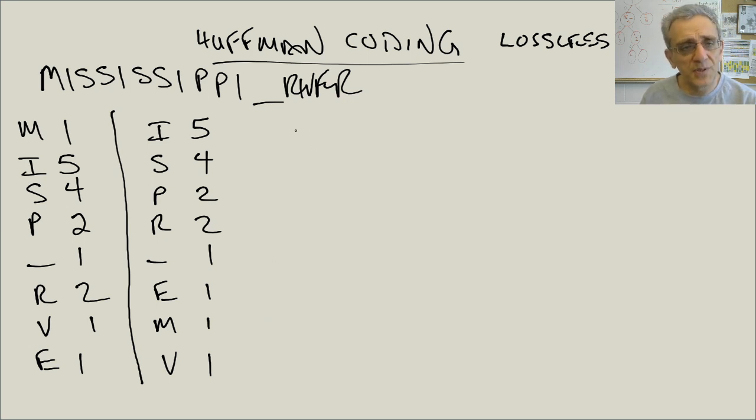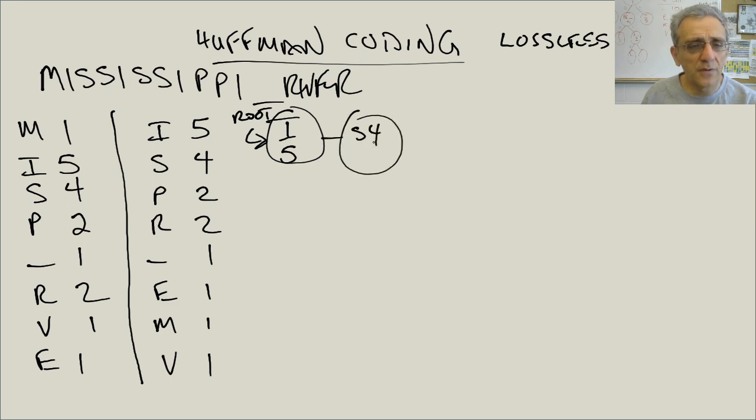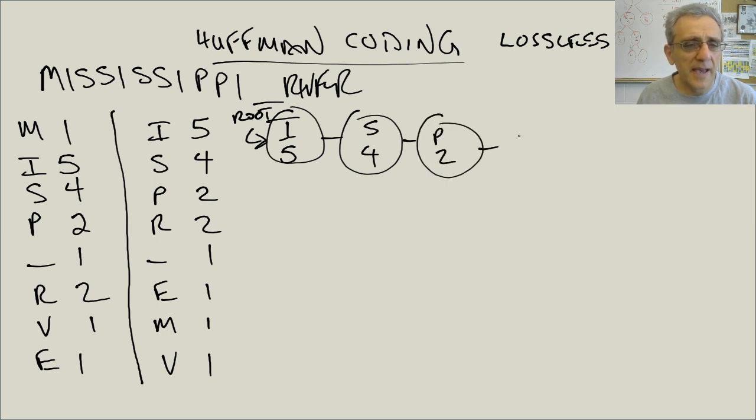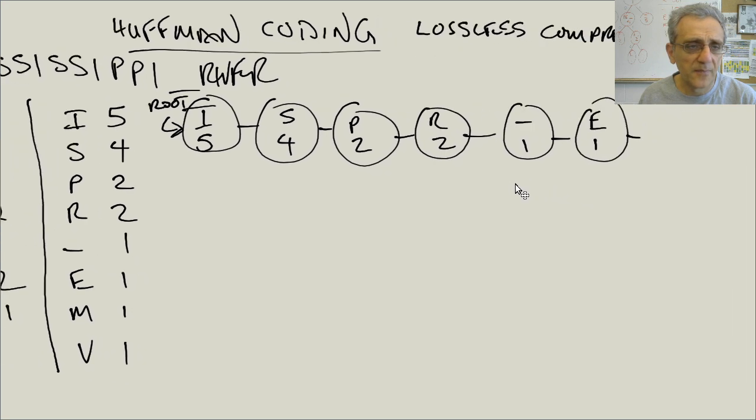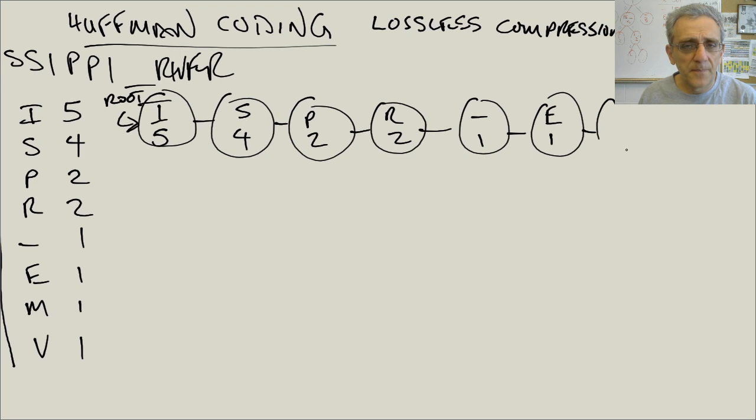So what we're going to do in order to accomplish this is we're going to create a linked list, and we'll say I5, that's the root node, and then the next one is S4, oops, let me fix that, S4, and then P2, and then R2, and then space 1, and then E1, and then, so now I'll just push it over a little bit. Okay, and then we've got M1, and then we've got V1.